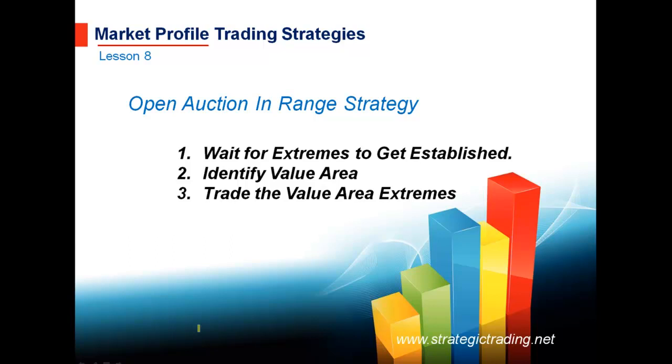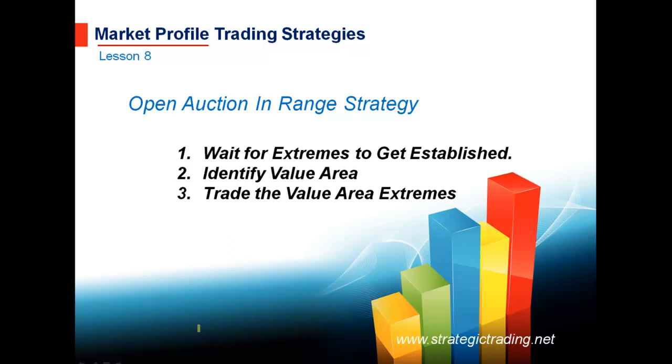All right. Now we're going to talk strategy a little bit in terms of how we trade an open like that. How do we trade the open auction? There are 3 steps to it. First of all, you want to wait for the extremes of the day to get established. What do I mean by the extremes? We either need to have a low of the day put into place or a high of the day put into place. Those are going to be the extremes for the day. So we wait until we're able to identify that.